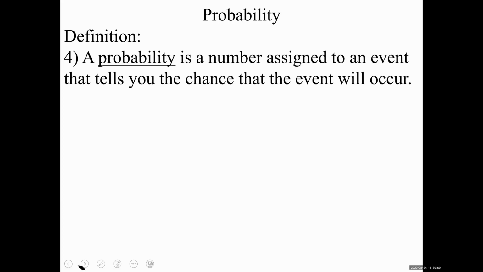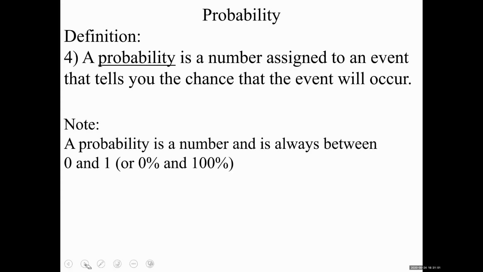Probabilities are numbers. They're always between 0 and 1 or between 0% and 100%. When you write probabilities, if you write it as a percentage, then it's always going to be between 0% and 100%. If you write it as a decimal, then probabilities are always between 0 and 1. 0% as a decimal is 0. 100% as a decimal is 1. So the answer will always be between 0 and 1 or 0% and 100%.